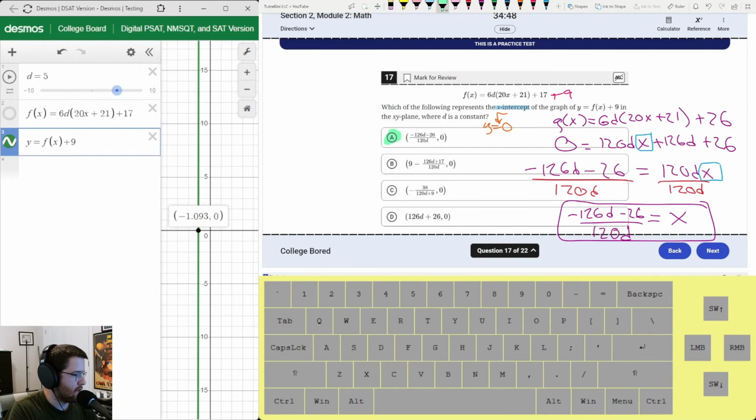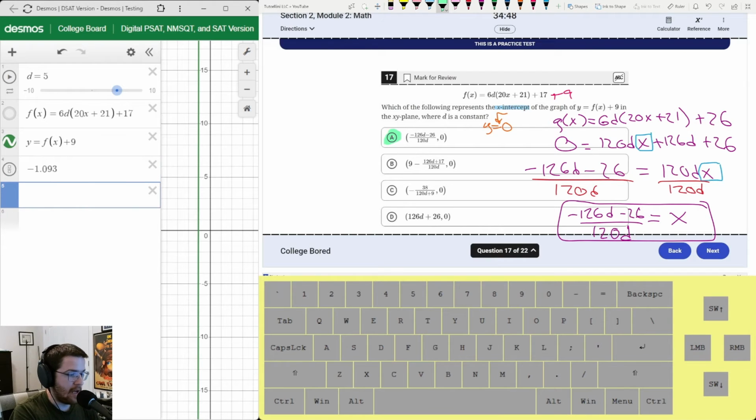Okay, that looks good. So the x-intercept is negative 1.093, using d equals 5. You can use whatever you want. And now I'm just going to start typing in the answer choices. So, give me a second.